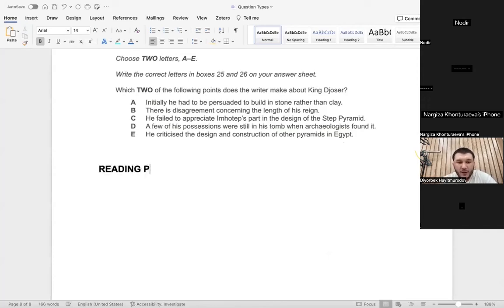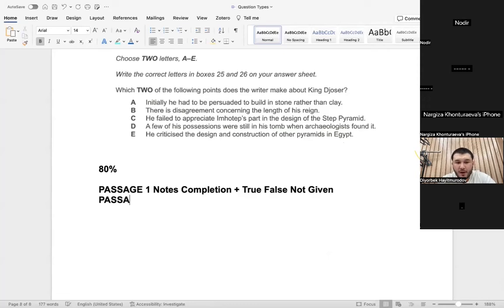In reading passage one, nowadays, I'm not saying all the time, guys, I'm talking about 80% of the time, you have a notes completion question, plus true, false, not given. And then passage two, it's matching information or matching headings, matching information, followed by matching names, followed by summary completion, gap filling type.